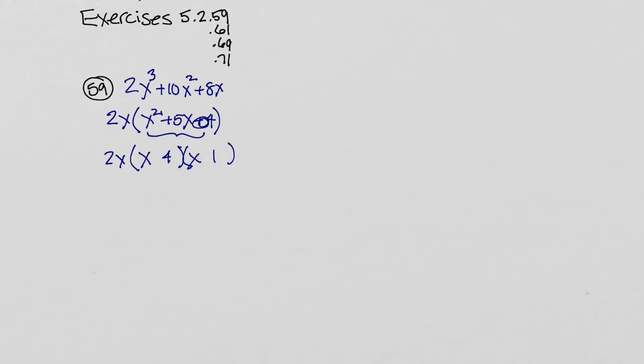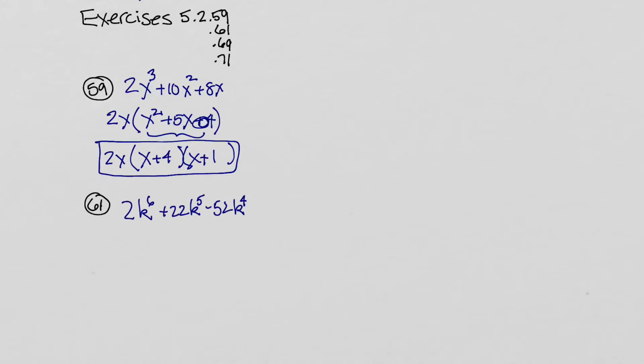This 4 is positive. So these two numbers have the same sign, and that's going to be that middle plus sign. So we're going to write x plus 4, x plus 1, and there is our factored form. Let's go on to 61.